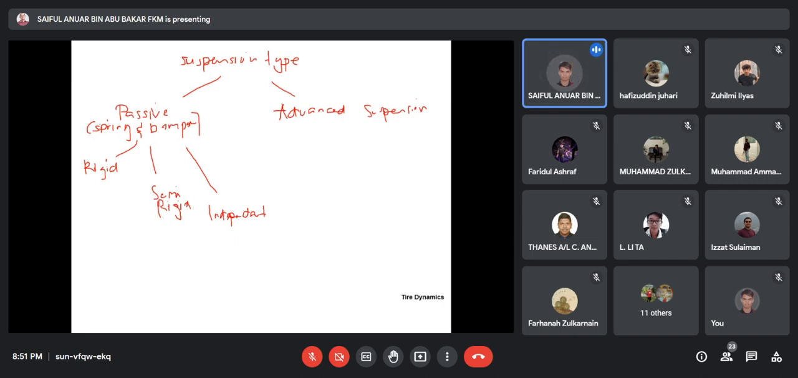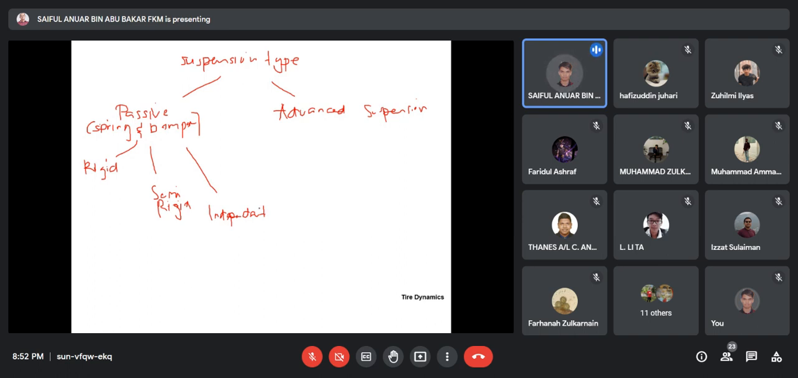Okay, with the rigid, we can see it as rigid suspension, the one that we typically see in a commercial vehicle, in a truck, pickup. Then for semi-rigid we have a torsional beam, and then independent, the most common one we have is the McPherson strut. Other than that, for independent we have the multi-link and the SLA type suspension system, short long arm suspension.